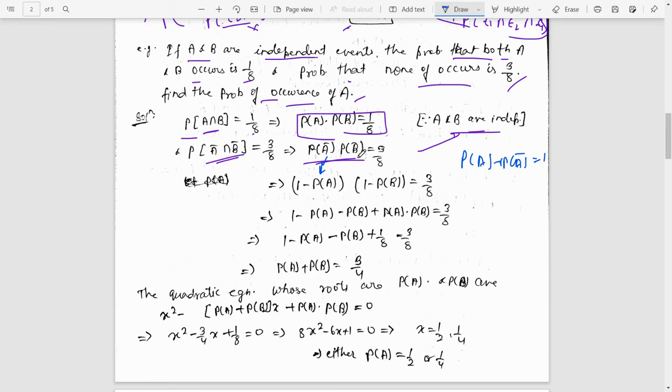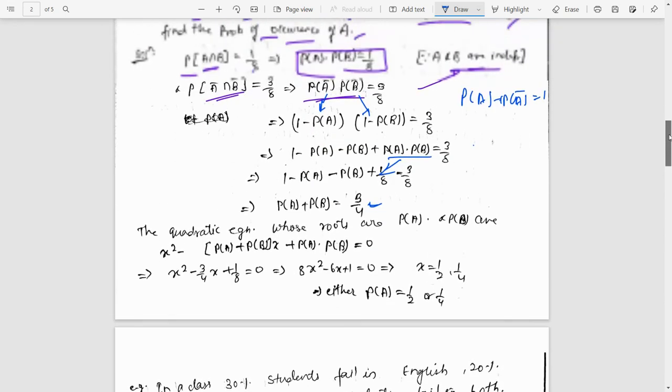Okay, and we can break the other one in the same way, and then multiply these two parts. When we multiply, we get 1 minus PA minus PB plus PA into PB equal to 3 by 8. So in this case, by solving, we get PA plus PB equal to 3 by 4, and this particular product is replaced as 1 by 8.